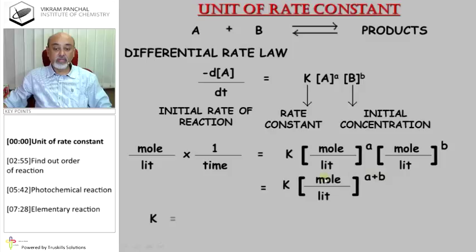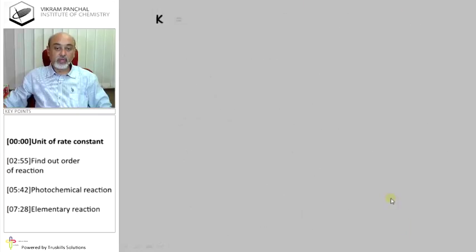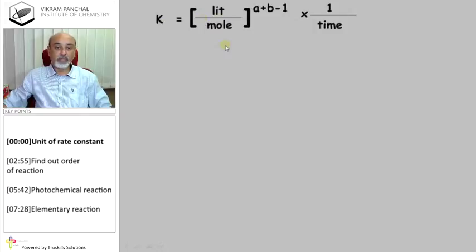Now, change the side of moles per liter. So, we can take it on the left hand side. Now we will make K the subject. So, K is equal to liter per mole raised to a plus b into moles per liter raised to 1 into 1 upon time. So, moles per liter can be cancelled. Therefore, K is equal to liter per mole raised to a plus b minus 1 into 1 upon time.